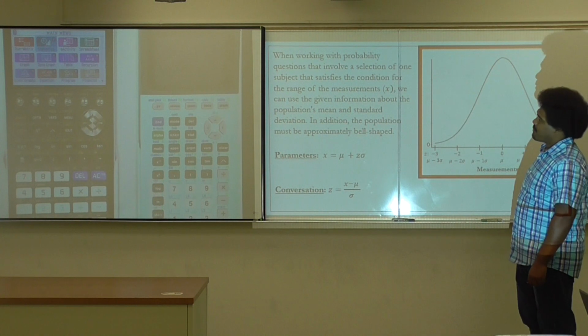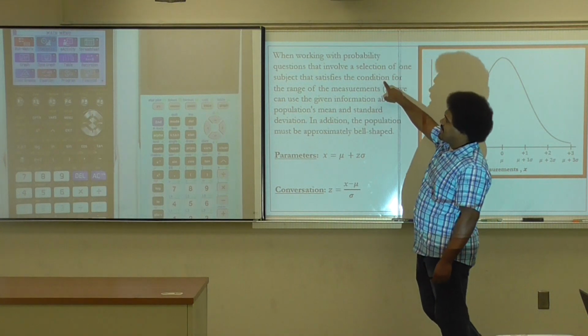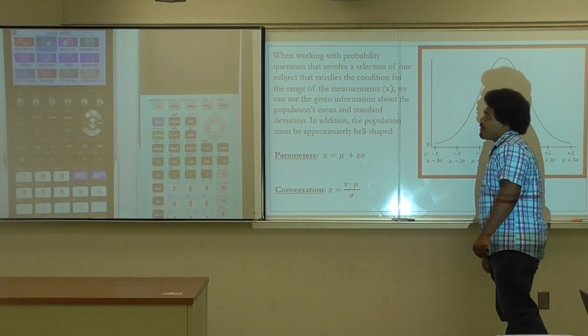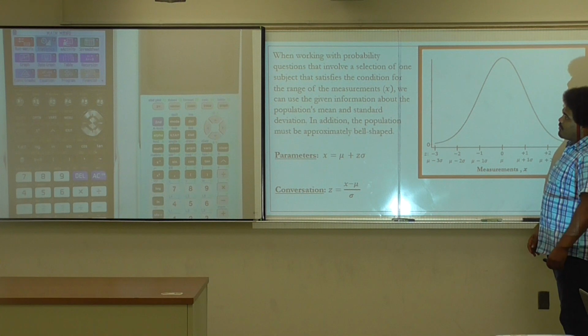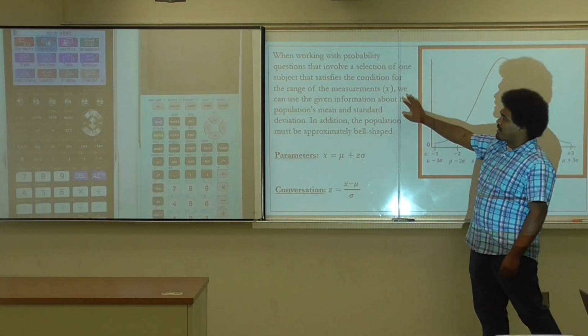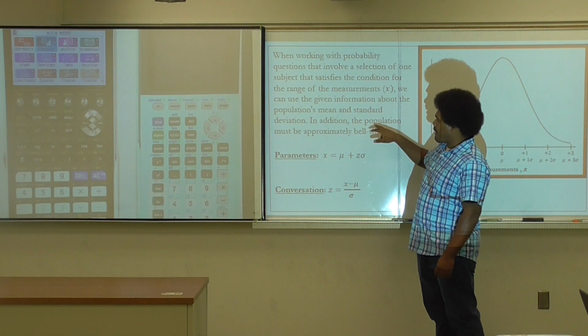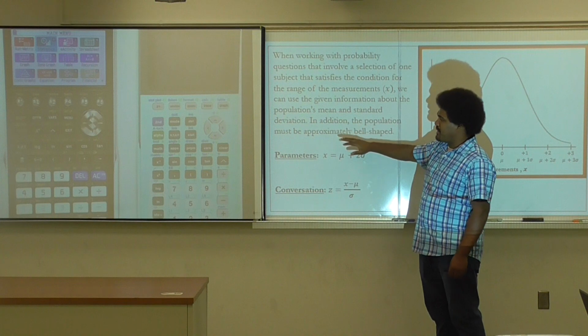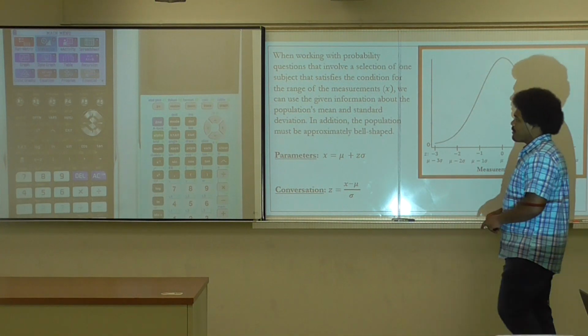So all we're saying here is, when working with probability questions that involve a selection of one subject that satisfies the condition for the range of measurements X, we can use the information given about the population's mean and standard deviation. In addition, the population must be approximately bowl-shaped or normal, however you want to say it.